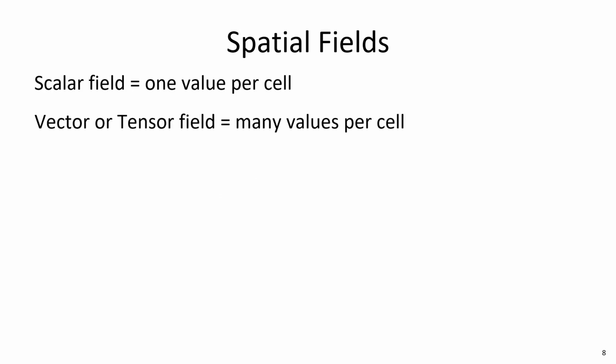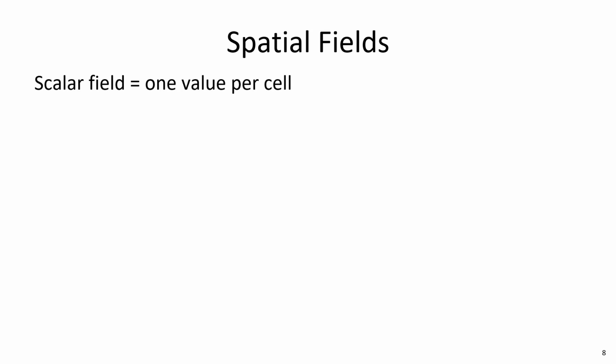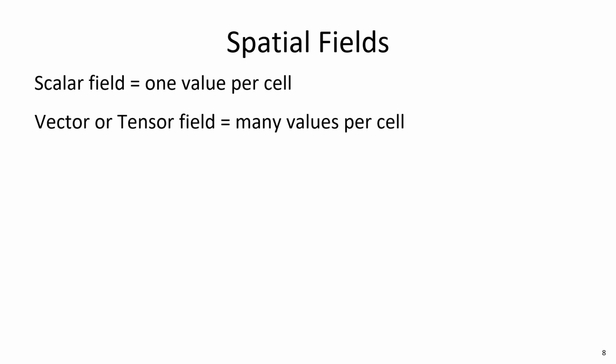So let's quickly look at spatial fields. This is one value per cell. A tensor field is a whole bunch of values per cell, trying to represent a whole bunch of values at one time. A vector field, if you remember your linear algebra, has directionality and magnitude. A tensor field is directionality, magnitude, and a whole slew of other data at once.